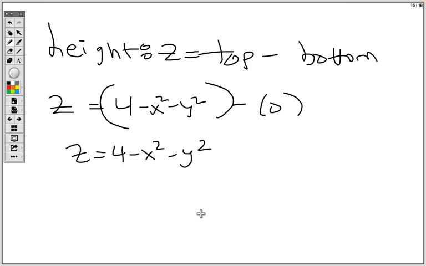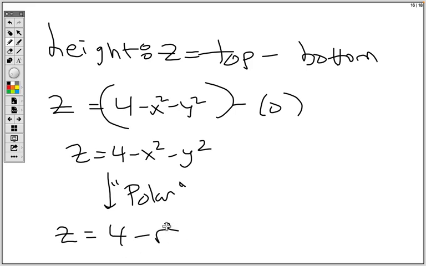Okay, but I need to turn this into polar. What would this be in terms of polar? Yeah, 4 minus r squared. Good. So once again, if you need some brushing up on the polar coordinate stuff, there's a video and a handout up there for you to work through.